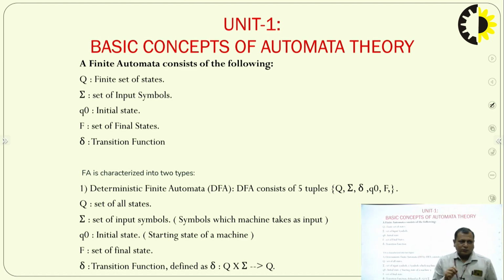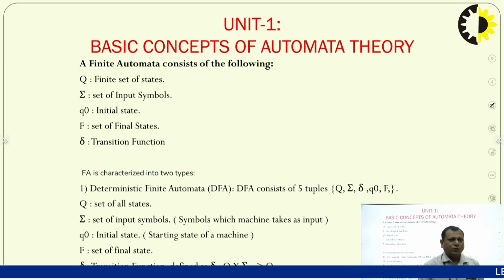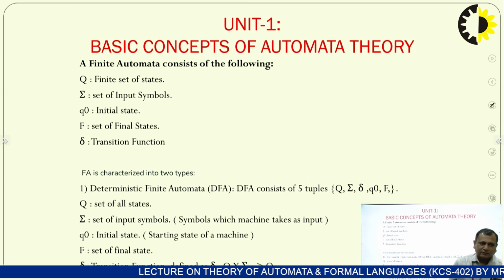Again, it is also a non-empty finite set of input symbols. Q naught is said to be the initial state. जो पहली स्टेट होगी, that we will represent by the Q naught. F is the non-empty finite set of final states. तो जितनी भी फाइनल स्टेट्स होंगी वो सारी की सारी कहां पर रहेंगी, हमारी F के अंदर रहेंगी.